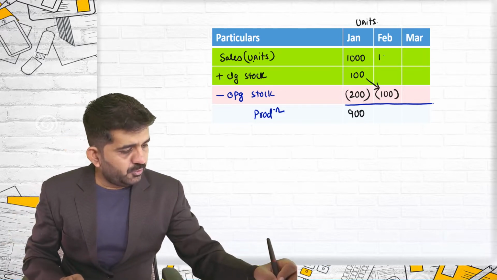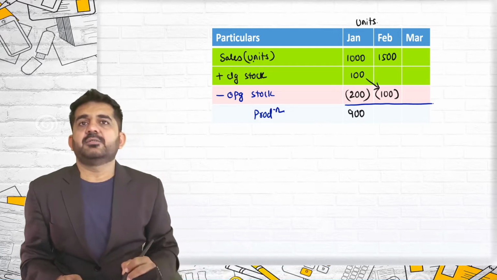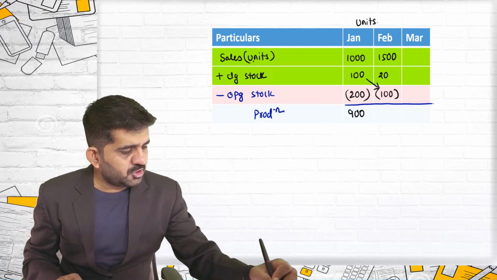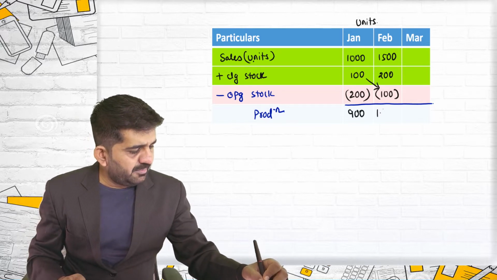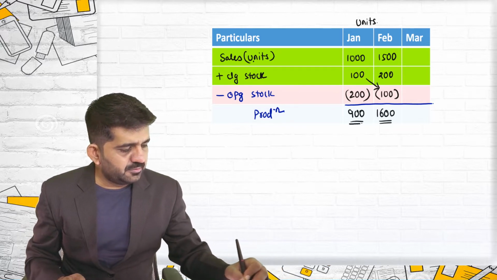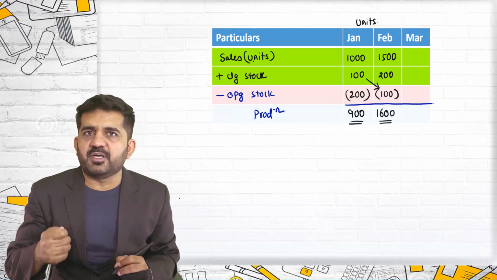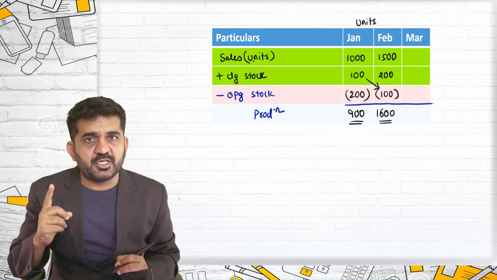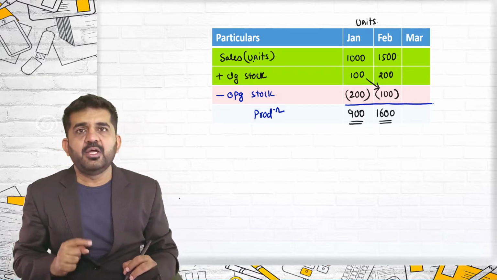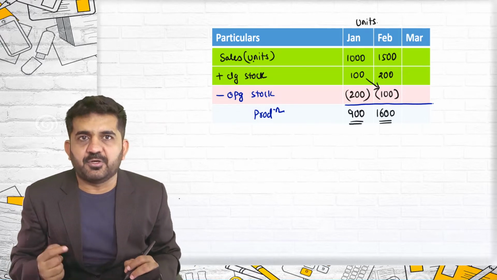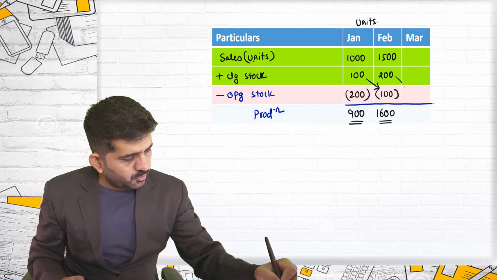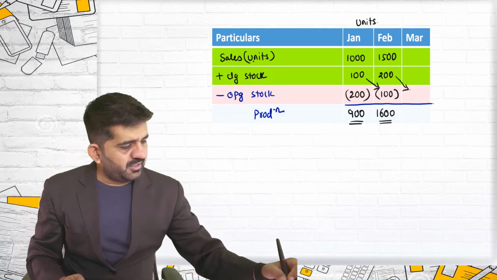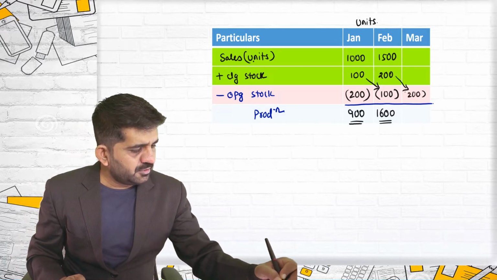In February, you need to sell 1500 units. You require a closing stock of 200 units. How much you will be manufacturing? You will be manufacturing 1600 units. Now you are having opening of 100, you will be manufacturing 1600, so totally you are having 1700, out of which you will be selling 1500 units. So ultimately what will be in closing stock is 200 units. Closing stock of February will become opening stock of March.